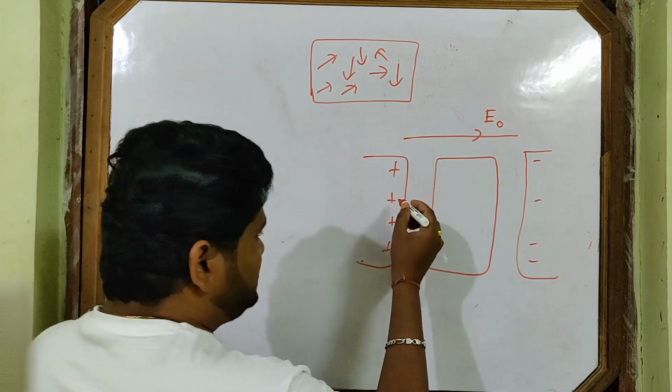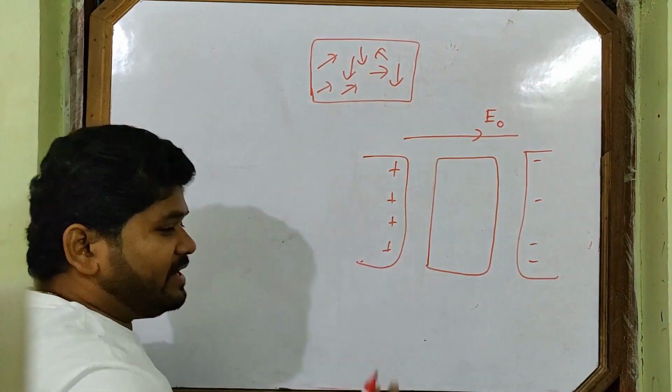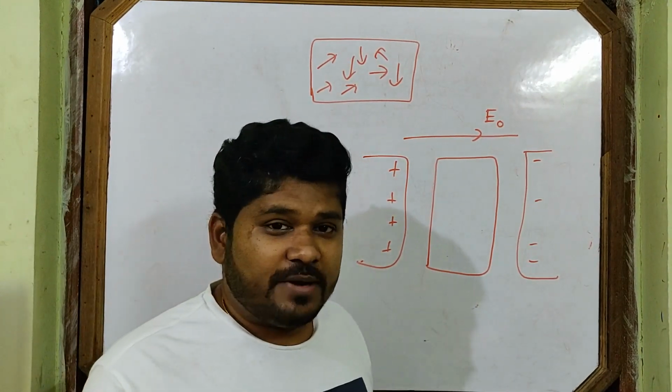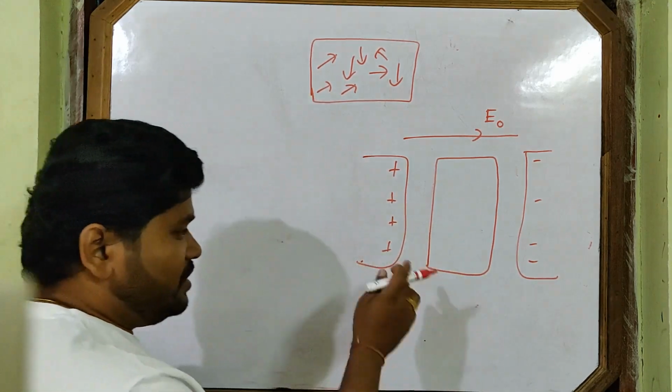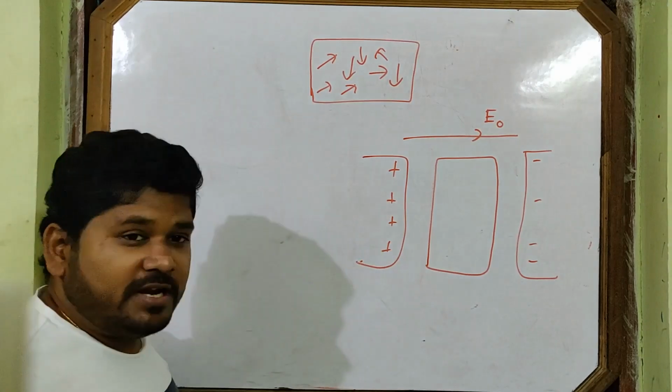Now, here the molecules are randomly oriented, so there is no net dipole moment. It may be a polar dielectric, or a non-polar dielectric. But what will happen if you apply an external electric field?